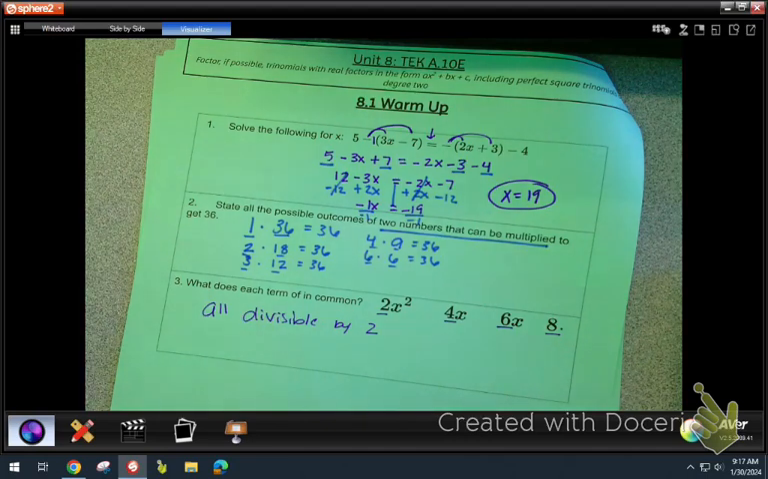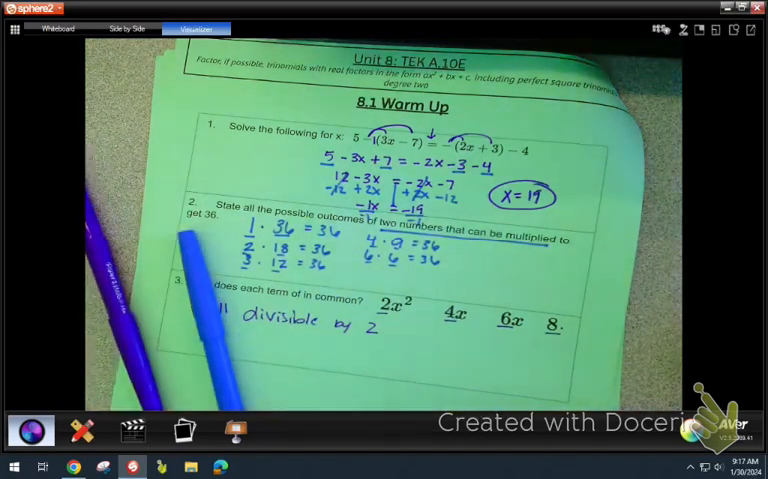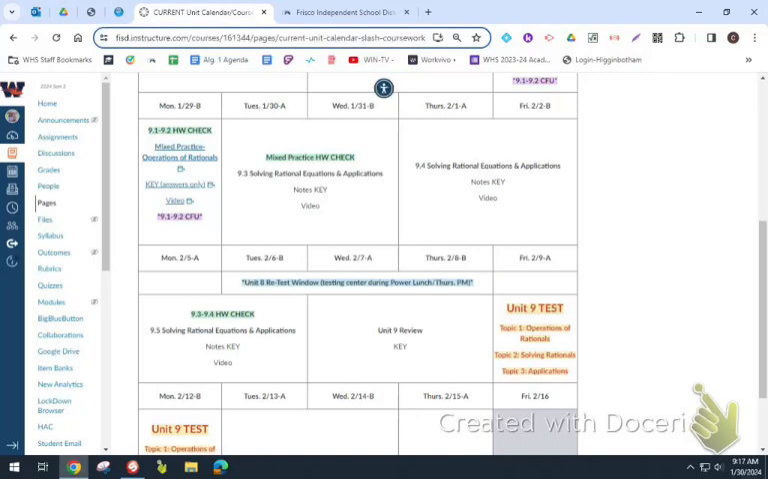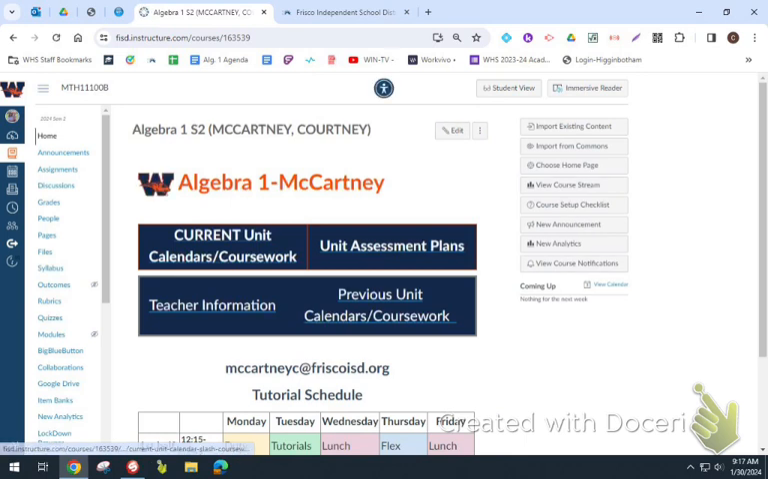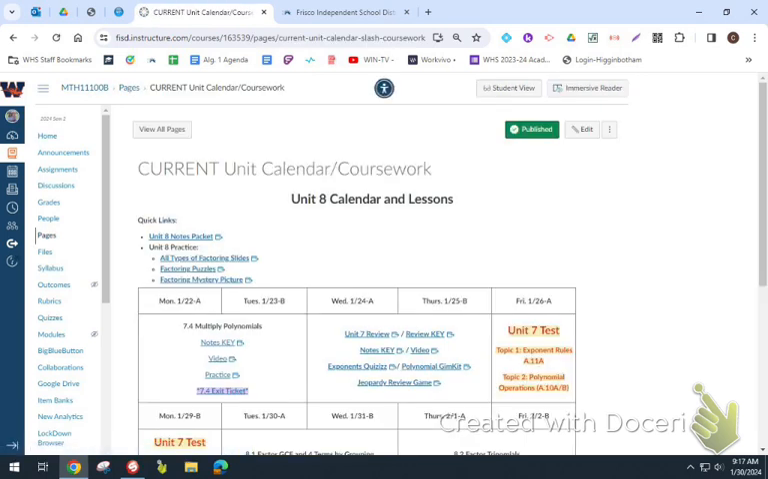Okay? So before we move on to that, I do want to pass back your Unit 7 test. So let me just show you. I've cleaned up Canvas a little bit. Get to your course. We're starting our next unit. It's not a very long unit. It's really only one big idea. We're going to take a couple days on it because it is really, really important.